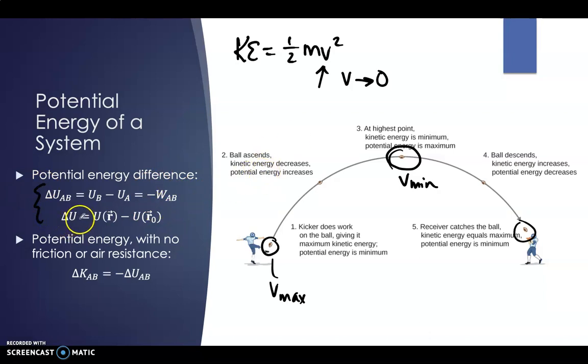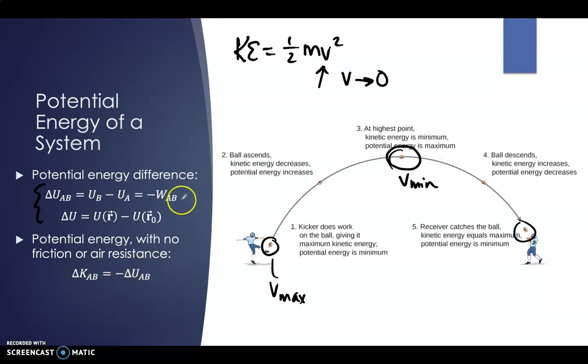And again, the change in our potential energy, U, is equal to the final potential energy minus the initial potential energy. And R here is just representing where it is in this path.